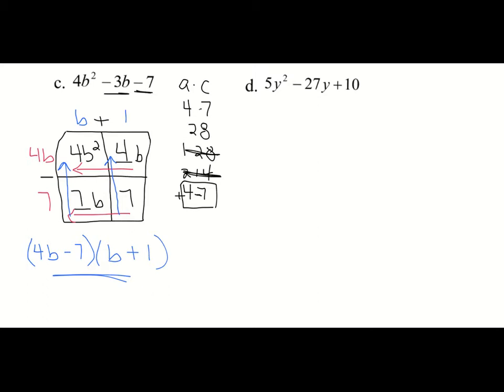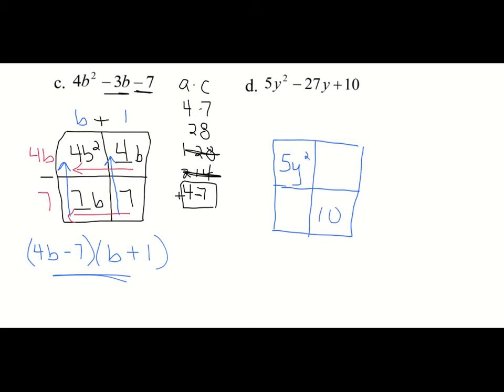All right, let's look at D. When I first look at this, I say, oh, there might be a GCF because I have 5 and 10. But none of the factors for 5, which are just 1 and 5, go into 27, so it won't work. So let's do the box method. I'm going to draw my box. Okay, and in the upper left-hand corner, we'll put our 5y squared. My lower right hand will be my 10.